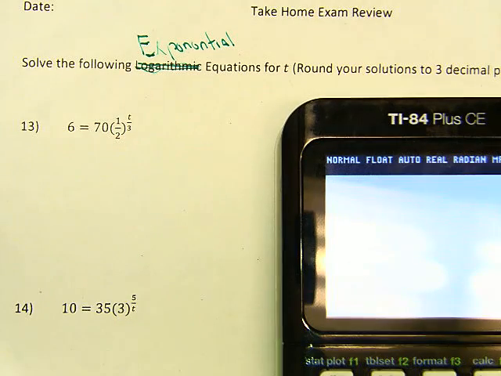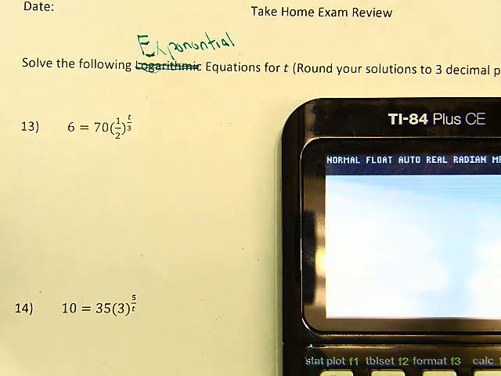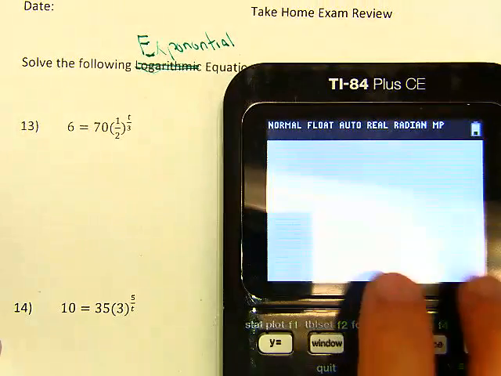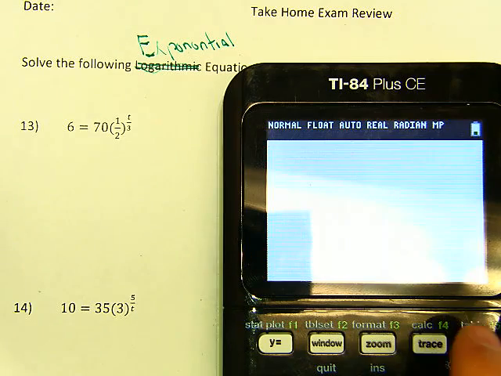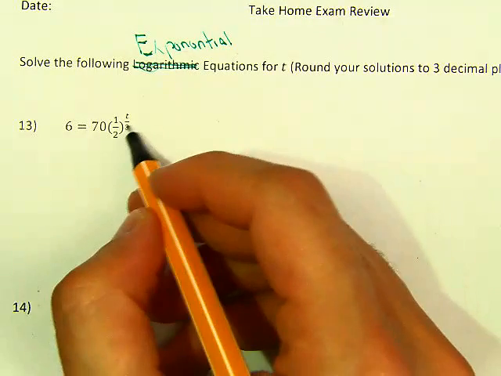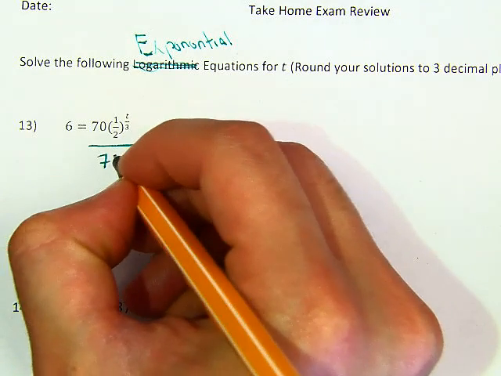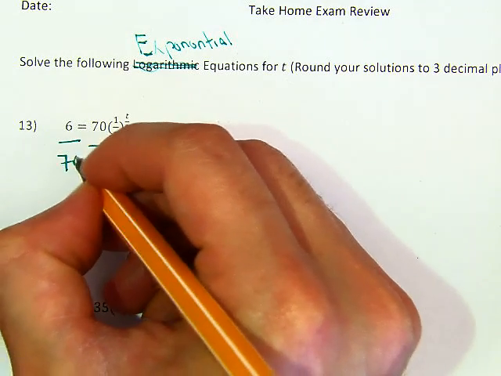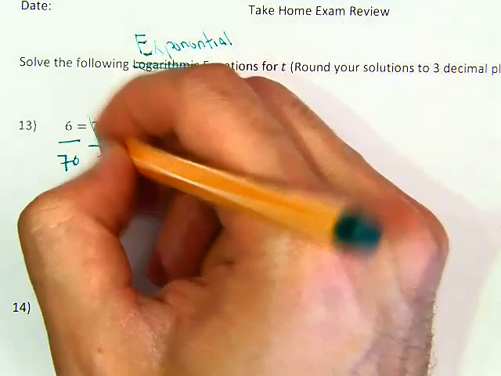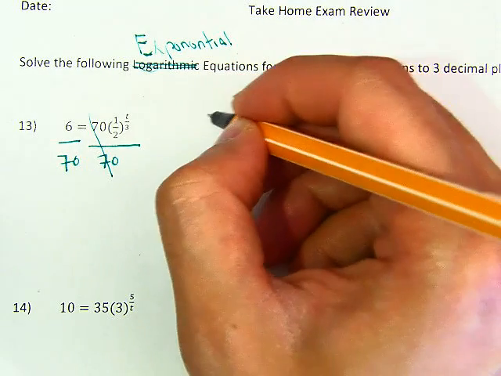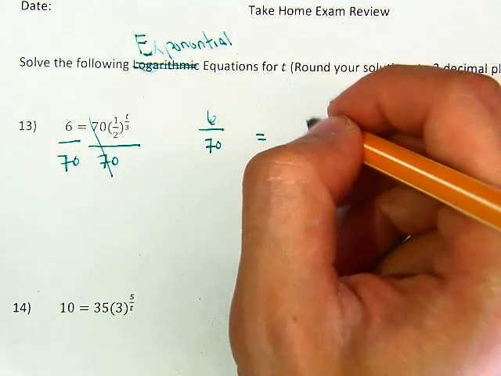So what I want you to do is pause the video and try and do this question by yourself, and note you're going to need a calculator to be able to solve these questions. All right, so for the first part, we want to somehow get this t by itself. So we're going to divide both sides by 70, okay? So notice that this 70 and this 70 cancel out.